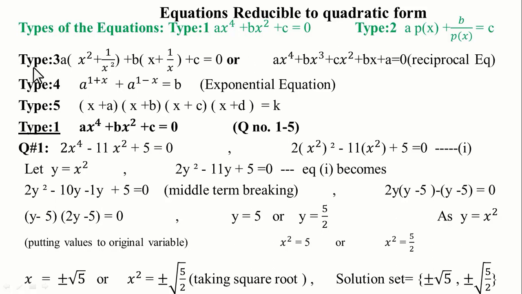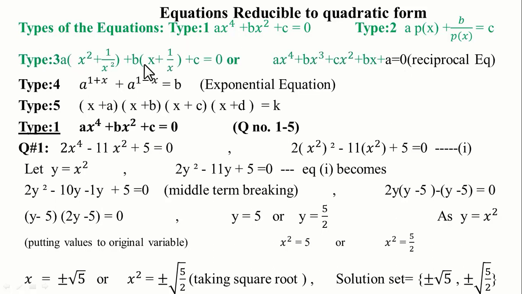Now we will discuss type 3. In type 3, a into (x square plus 1 upon x square) plus b into (x plus 1 upon x) plus c is equal to 0. Or this equation is in the form of the reciprocal equation ax to the power 4 plus bx cube plus cx square plus bx plus a is equal to 0. So here we can reduce the power of this equation.